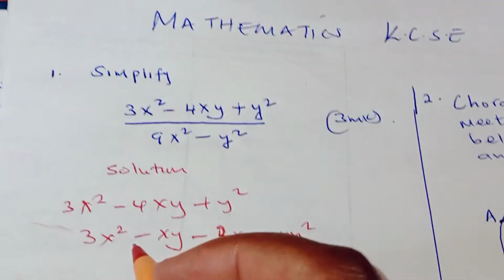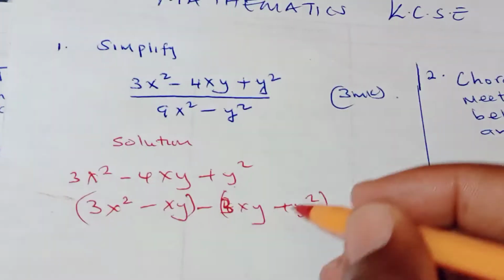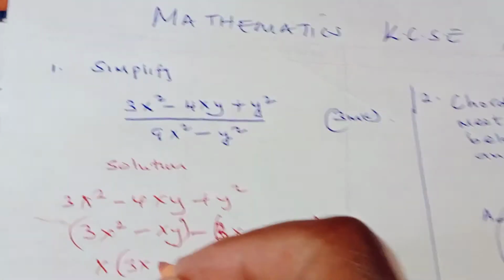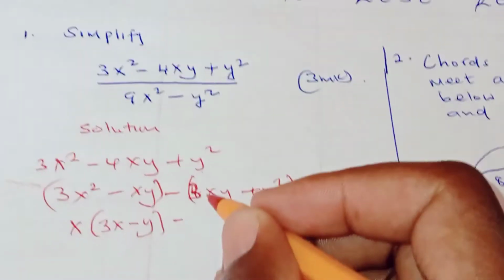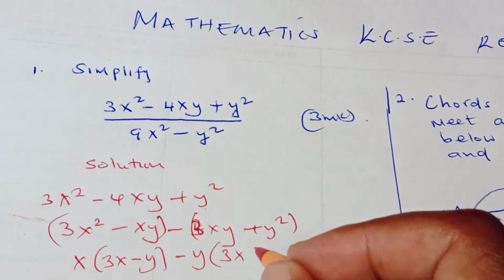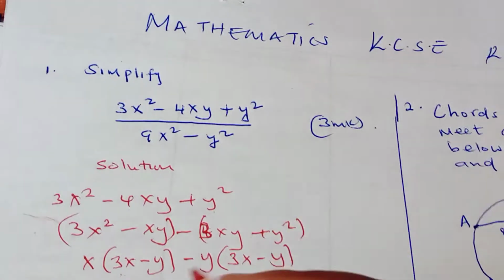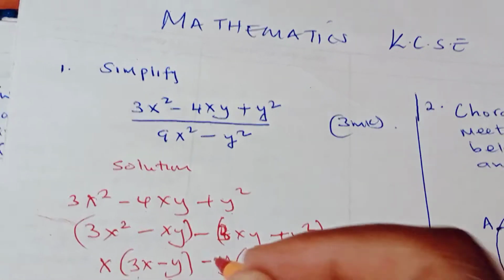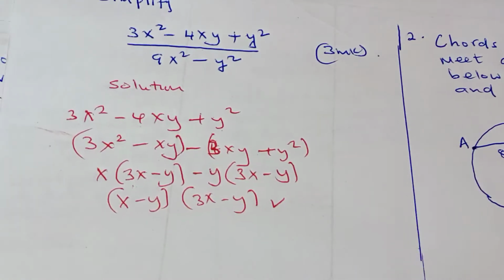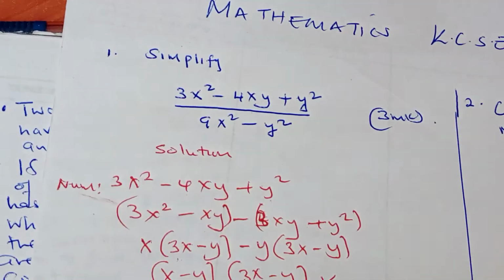All right. Okay, so what you do now from here is you factor what's common. So x is common in the first bracket, so you're left with 3x minus y. Then in the next bracket, you factor y out, so you have y into bracket 3x minus y. Okay, you notice that these two factors are common, so I'm going to group them, pick one of them, and that is what happens in the numerator. So this is the numerator.